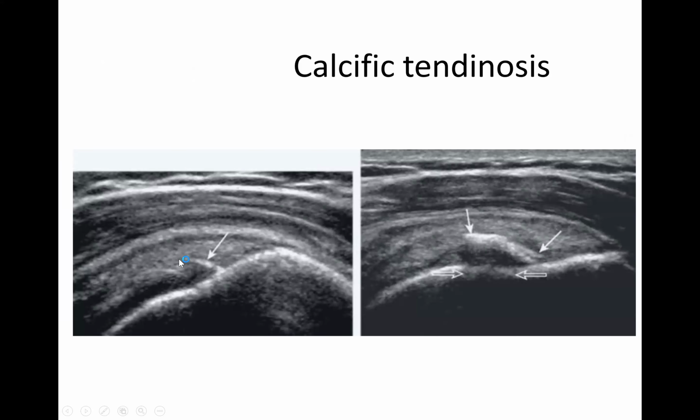Sometimes there could be calcific tendinosis, calcific tendinitis within the tendon. Because of the chronic hypoxic injury within the tendon, there occurs the metaplasia of the tendon. The tenocytes are converted to the chondrocytes, resulting in the calcification within the tendon.